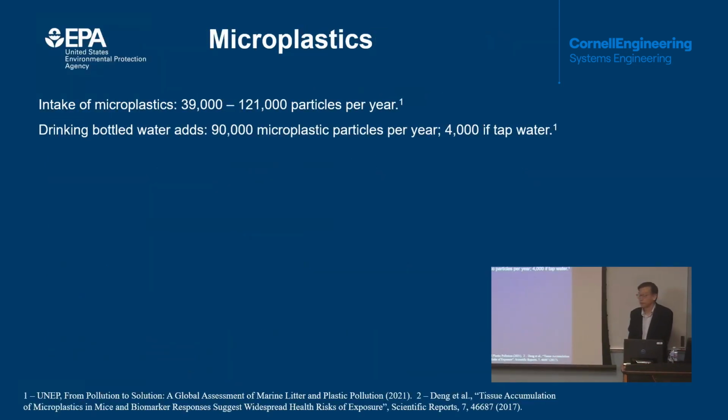What about our intake of microplastics? Well, according to this study, around 39,000 to 121,000 particles per year is what we're taking in. They added that if you're drinking bottled water, that adds another 90,000 microplastic particles a year, but only 4,000 for tap water. I'm sometimes still drinking water from plastic bottles, but I'm thinking about really reducing the amount that I do that. I'm thinking about ways of not using so much plastic.